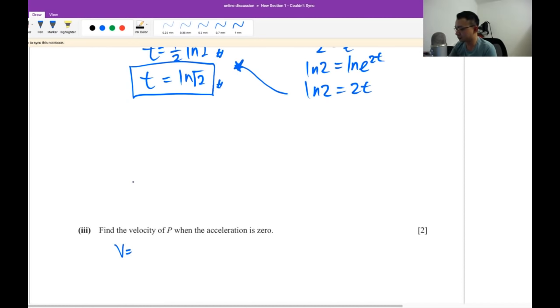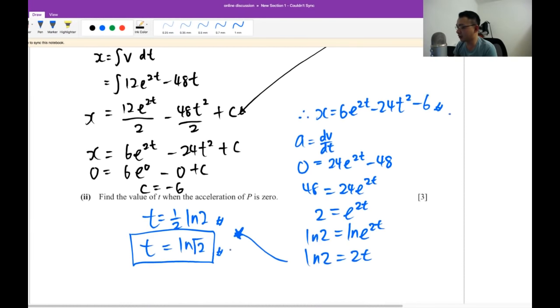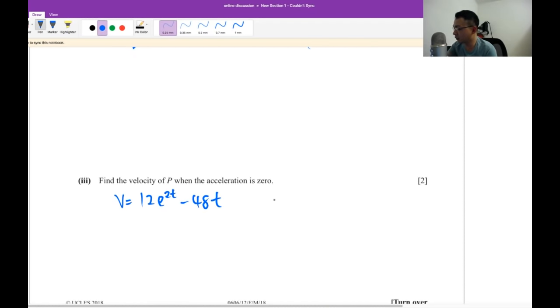v equals 12e^2t minus 48t only, right? Okay, so we're going to sub t equals ln square root 2. So you get 12e^2, yeah this one, because I see a 2 here, basically I can sub the other one, half ln 2, because half and 2 we can simplify later.